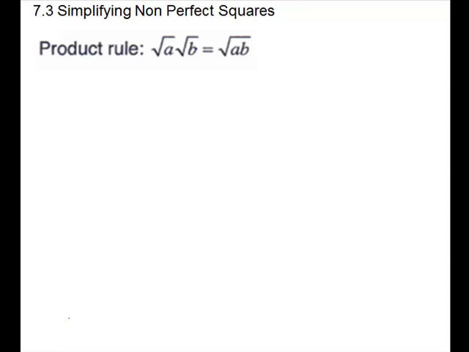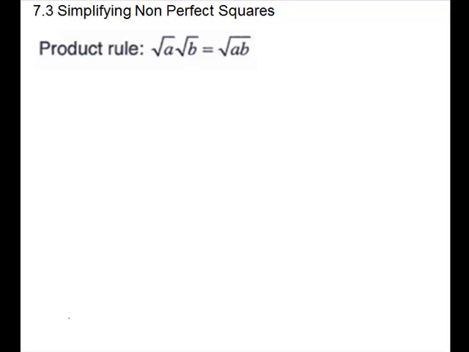Section 7.3, Simplifying Non-Perfect Squares. First, we have the product rule. And we can use this rule two ways. We can use it to multiply radicals. So if you are multiplying with the same index, you can multiply the numbers underneath.